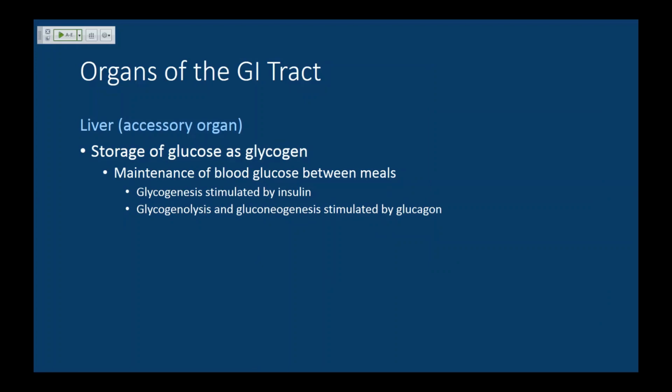A little bit more about the liver. It's responsible for the storage of glucose as glycogen, and this helps it maintain normal blood glucose between meals. Okay, so glycogenesis, the formation of glycogen, is stimulated by insulin, and then glycogenolysis and gluconeogenesis are stimulated by glucagon.